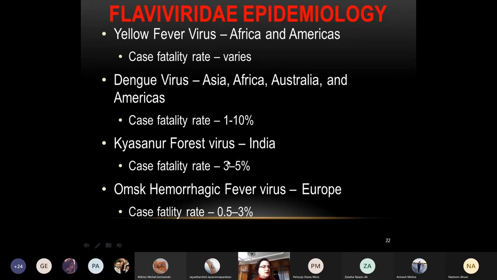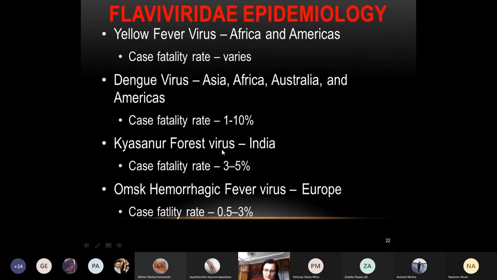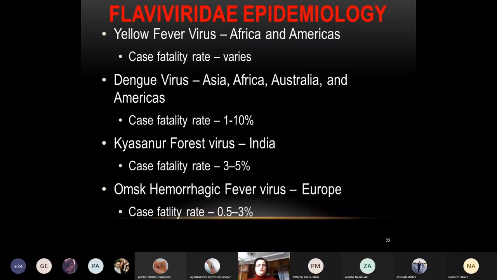Kyasanur forest virus is confined to Mysore state of India, but spreading. You hear? Spreading. Case fatality rate is about 3–5%. Omsk hemorrhagic fever virus, as a rule, is still isolated in Omsk and Novosibirsk regions of the former Soviet Union, and case fatality rate varies from 0.5% to 3%.